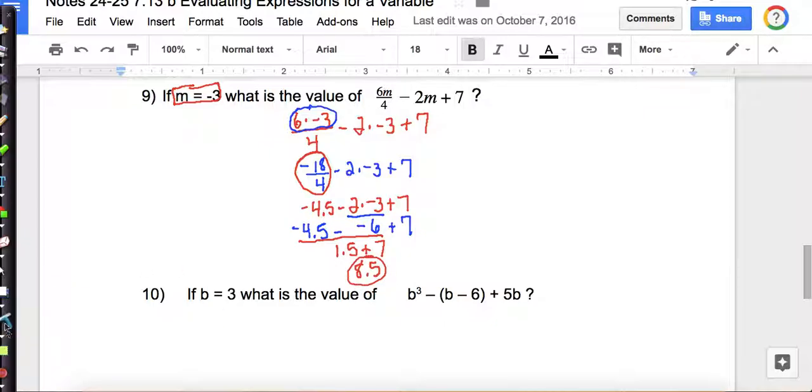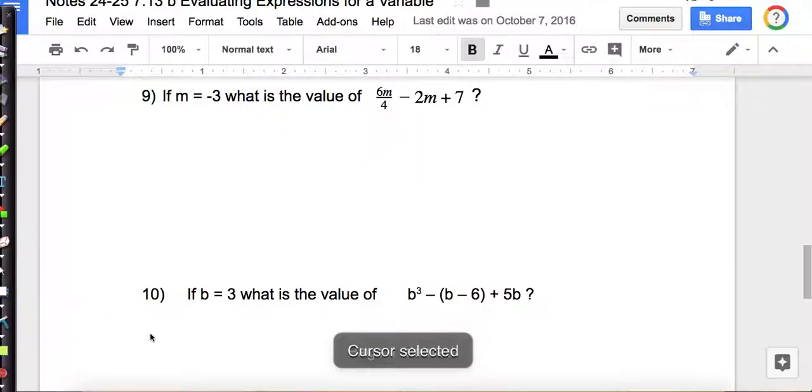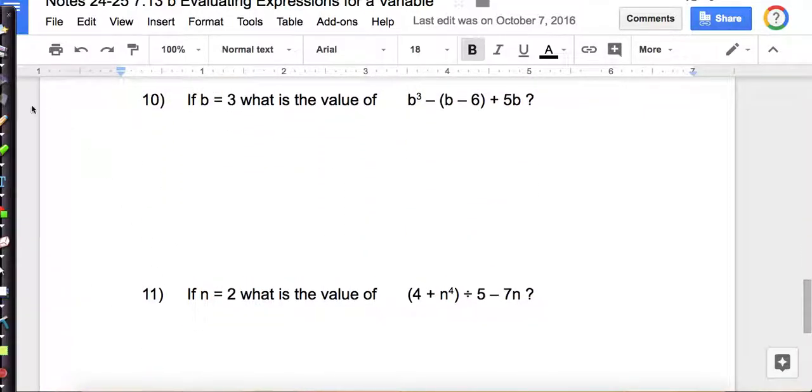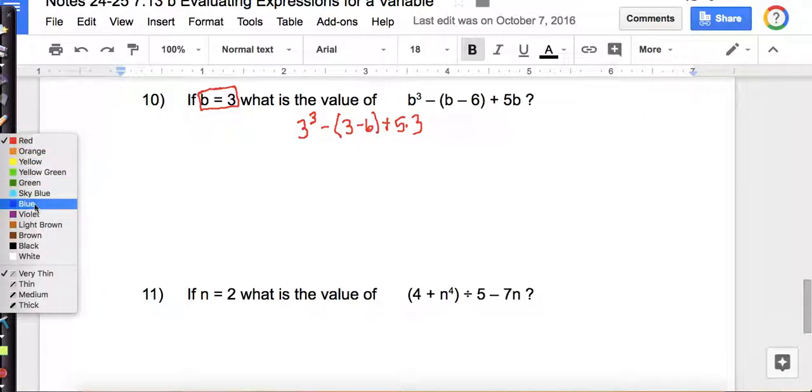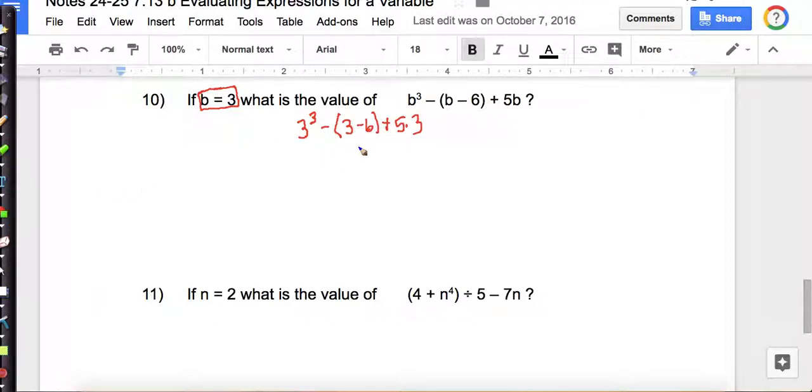Okay, moving on to number 10. If b equals 3, what is the value? So box b equals 3, and I'm going to take out all the b's and put 3. So 3 to the third power minus 3 minus 6 in parentheses plus 5 times 3. The first step, of course, is grouping. So we see a grouping right here, parentheses. So 3 minus 6 is -3. Now remember, bring down your minus sign.